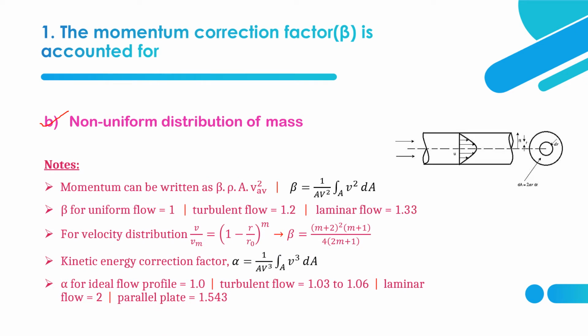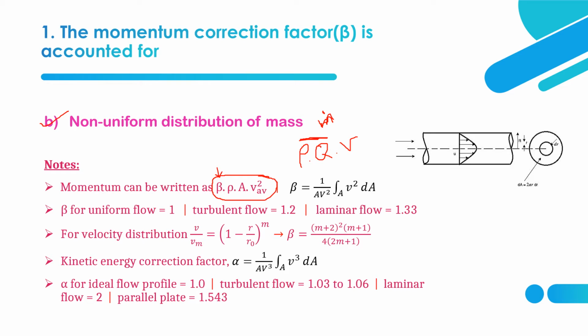Momentum can be written as rho A V square into beta. So beta is the correction factor, since we are accounting for momentum. The momentum formula is rho A V square, or we can say rho A V is the discharge Q. So rho Q into V. Rho Q is the mass flow rate, denoted by m dot. So rho Q V is nothing but rho A V square.